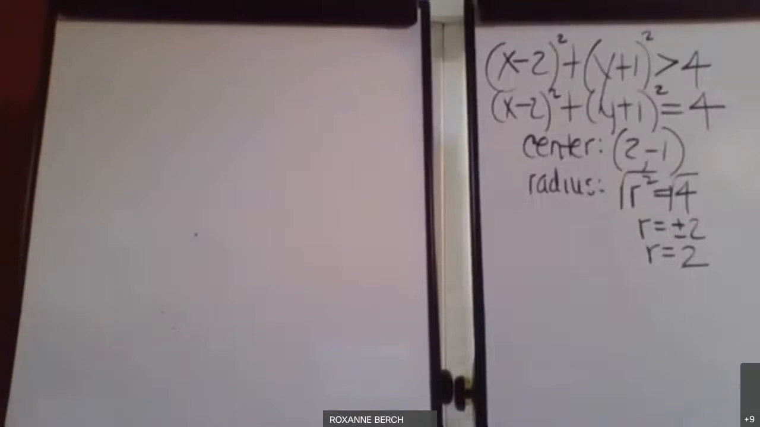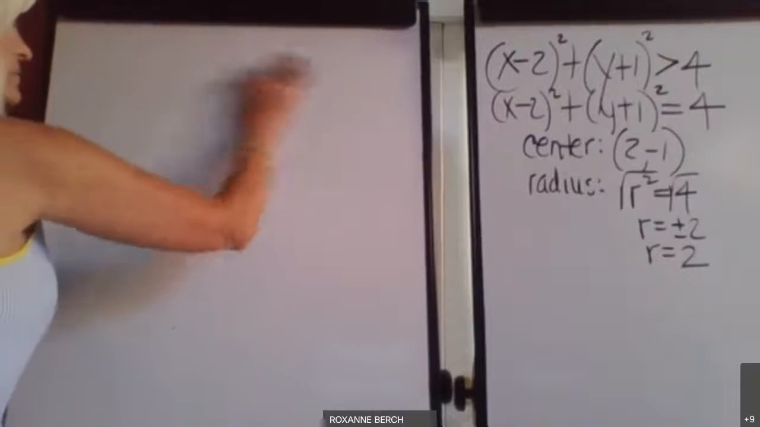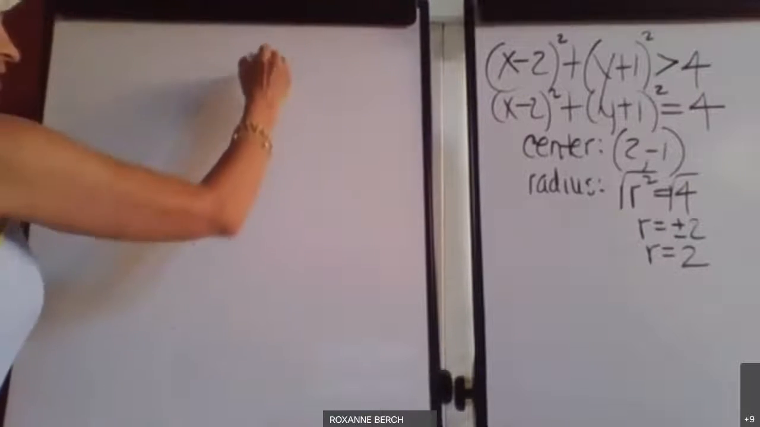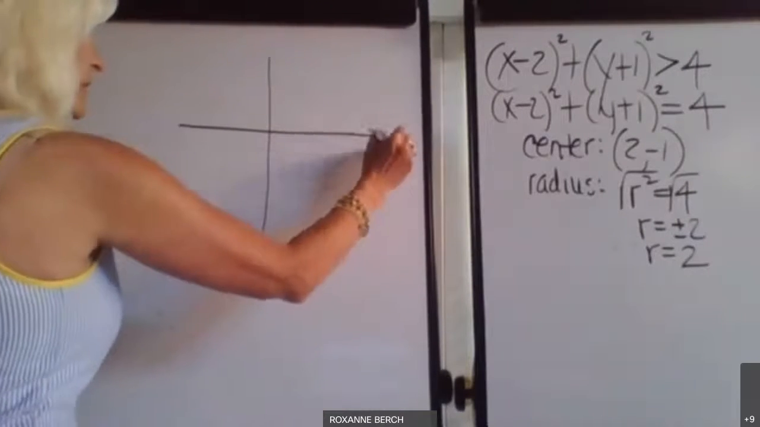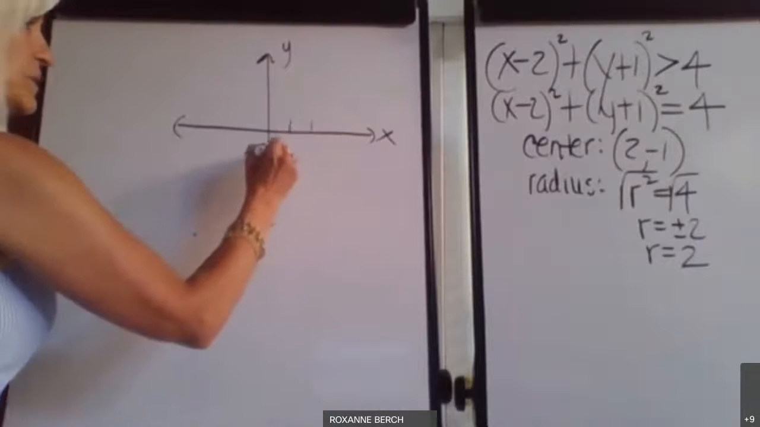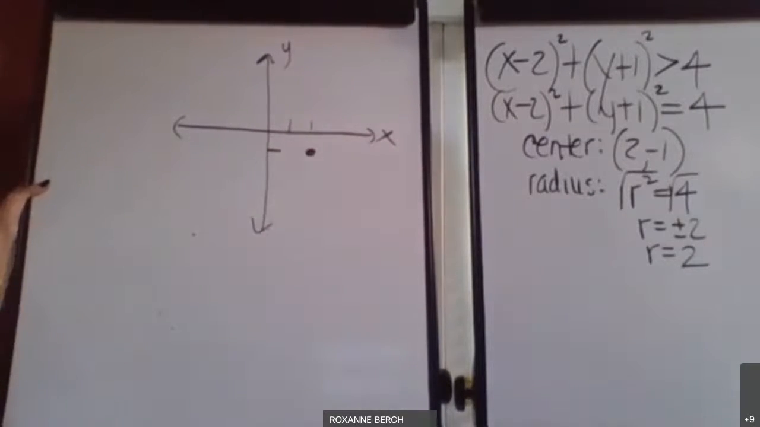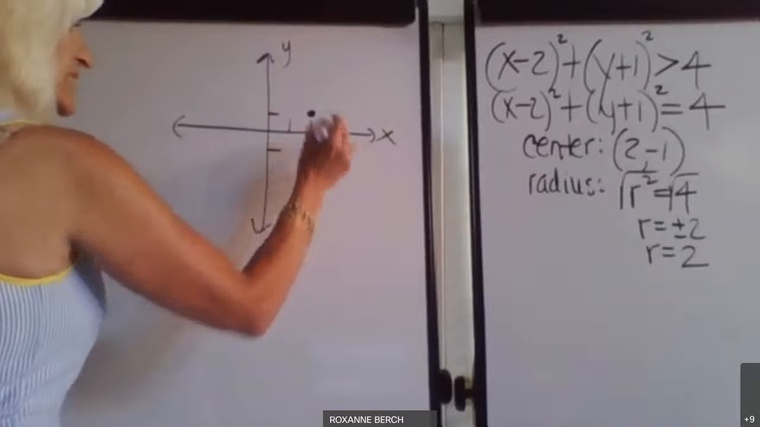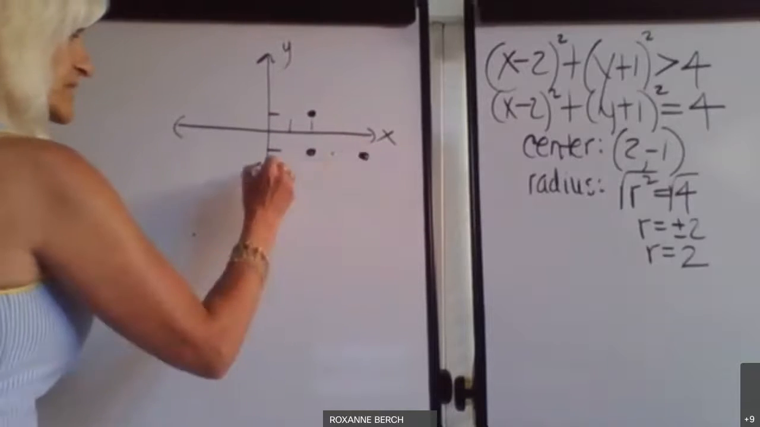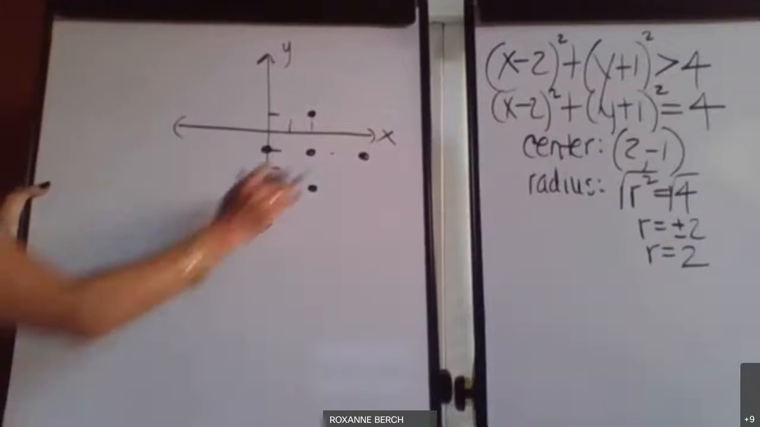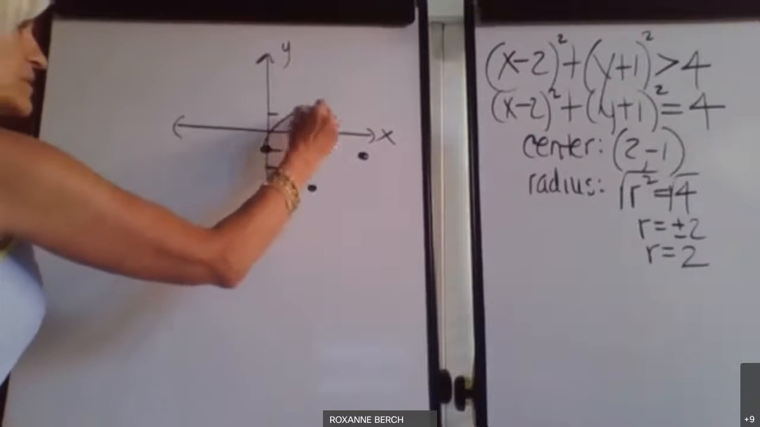All right. So we're going to graph right 2, down 1. And to graph the circle, we're going to go up 2 from the center, right 2 from the center, down 2 from the center, and left 2 from the center. And we're going to graph the circle.